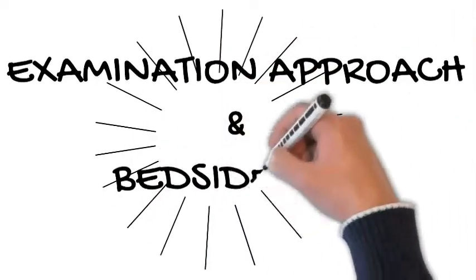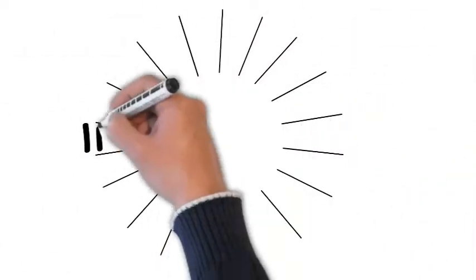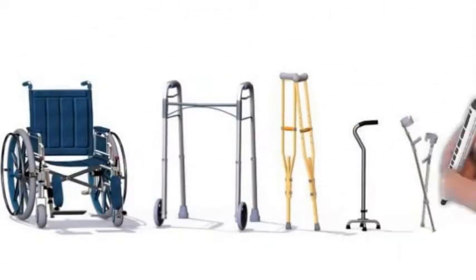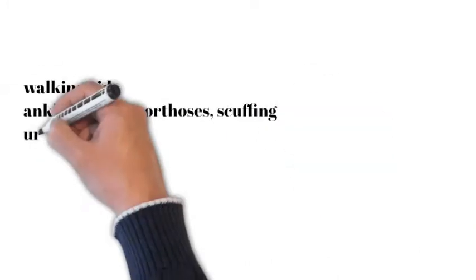Diagnose a patient of spastic paraparesis. Before examining the patient, look for walking aids and look at the patient's shoes, especially noting ankle supports, or orthoses, and scuffing, which results from foot drop. This will provide an idea of patient disability. Look for an indwelling urinary catheter, which would suggest bladder involvement.